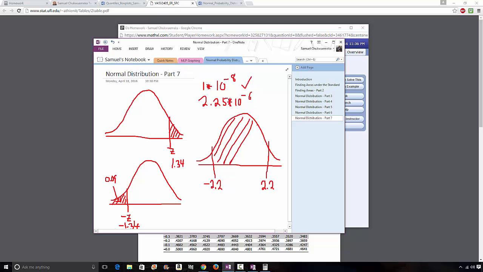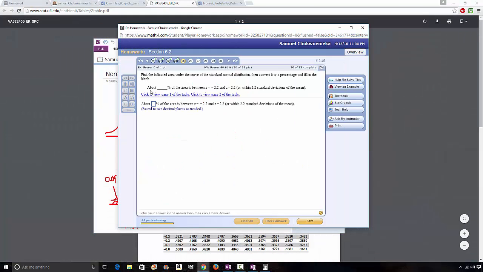This is the area they are asking us for, right here. Now remember what we said. Because we are using this table, the area is on the left. So we find for 2.2, and also for negative 2.2, then we subtract. They want us to round to 2 decimal places and convert it to a percentage.